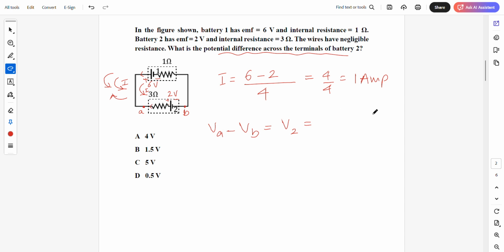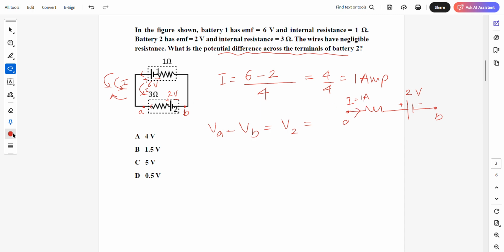Now see, in this one, this is the resistor and this is the battery. I will call this B and this is A. How much current is flowing here? I is equal to 1 ampere. This is plus and this is minus, 2 volts. Current is flowing like this.